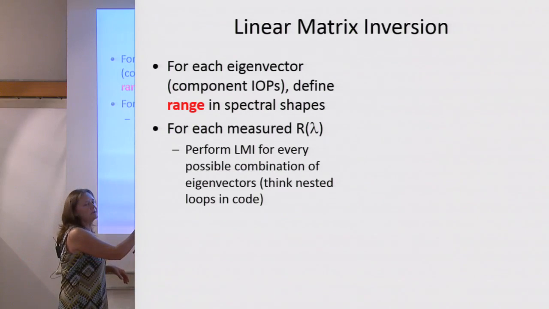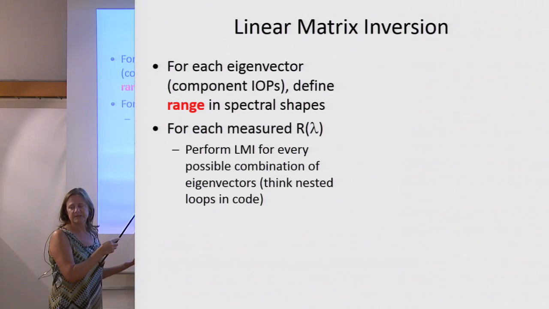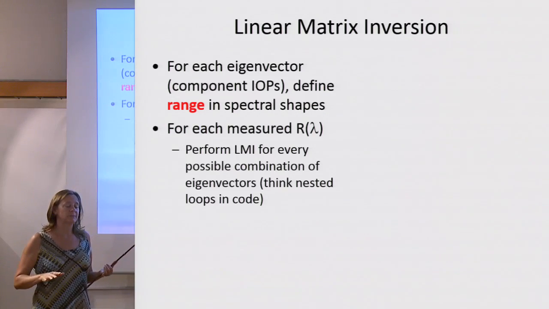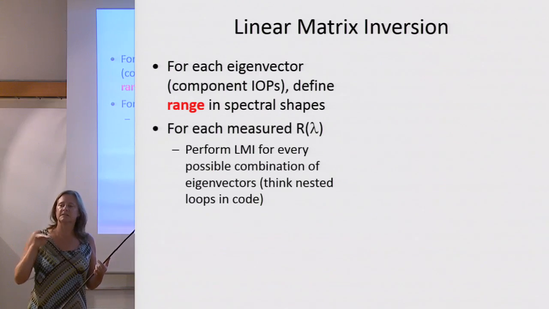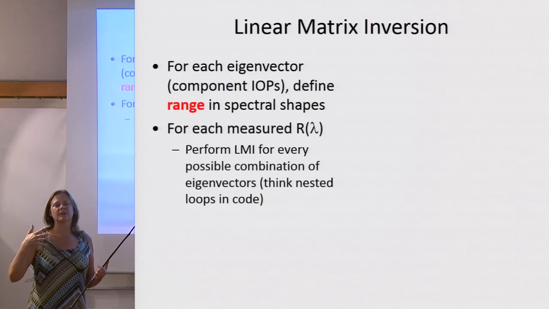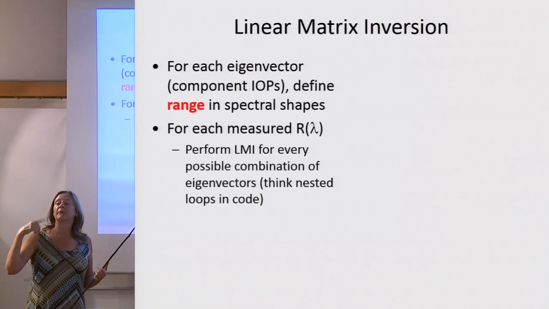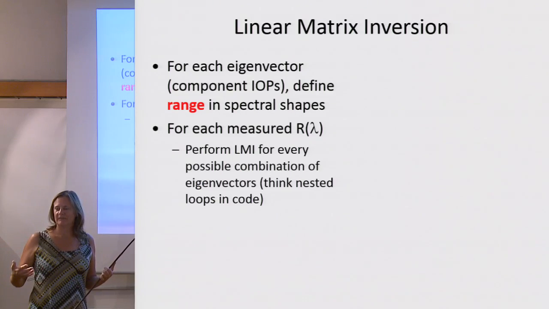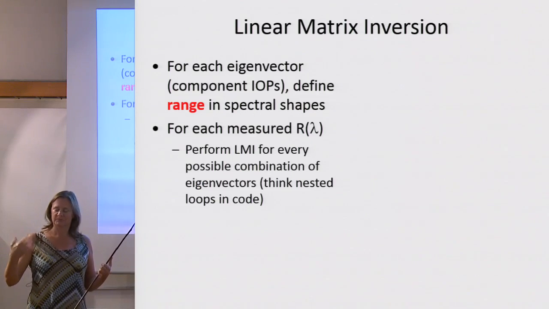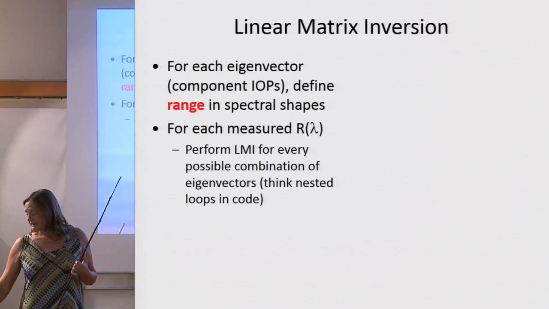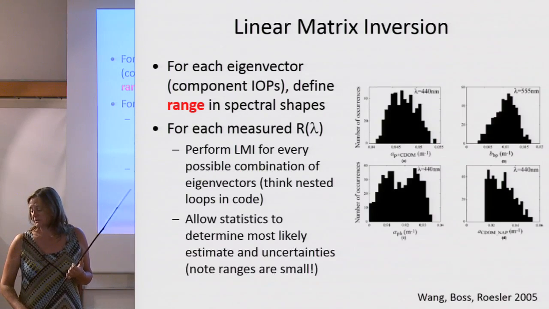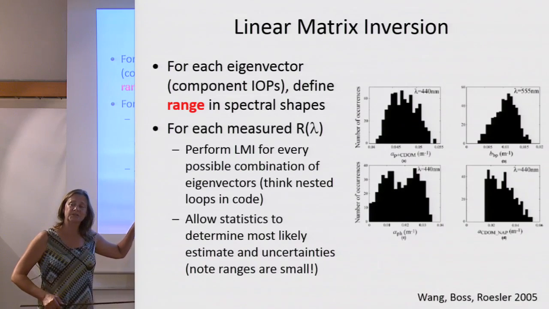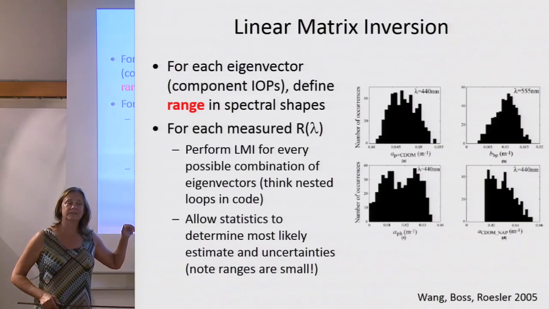Then for each measured reflectance spectrum, you can perform this linear matrix inversion for every possible combination. Just think of this as a series of nested loops: hold everything constant but one, allow it to do all its variations, then go through the next one. You end up with however many eigenvectors you have, factorial. So it ends up giving you tons and tons of solutions, and then you allow your statistics to determine the most likely answer.